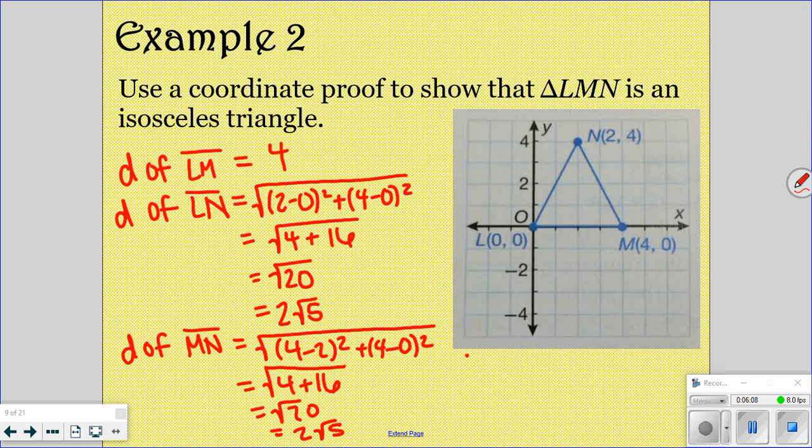So since side LN is congruent to side MN, triangle LMN is isosceles. Okay, so that's how you can do a coordinate proof. Basically, you're just going to use information on your graph, and then you're going to do some algebra to show the information that they want you to prove. So that's all you have to do.